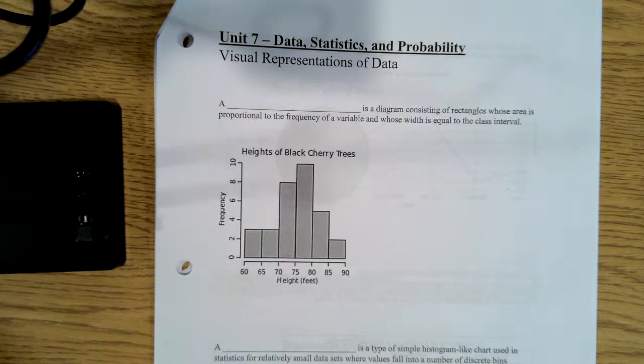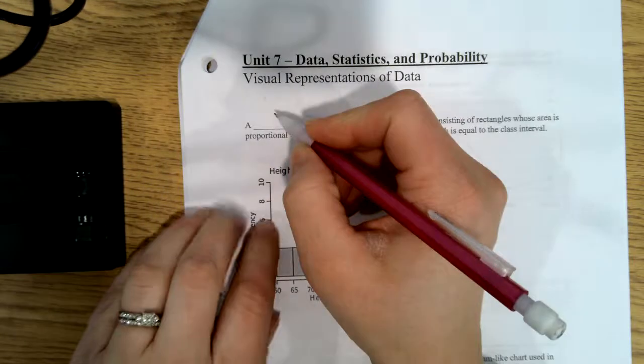So today we're doing Unit 7, Lesson 2, Visual Representations of Data. So the first part of the notes are some definitions. So this first one here is going to be histogram.